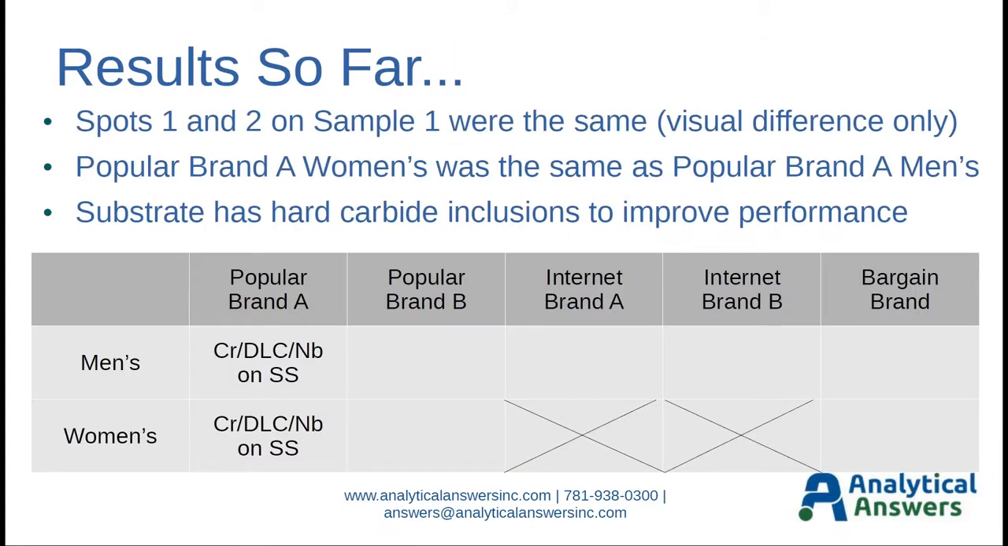So let's just do a quick summary here. Spots 1 and 2 on sample 1 were the same. That was only a visual difference. And so the coating stack up at the very edge and 5 microns back was identical. Popular brand A women's was the same as popular brand A's men's. There was no real difference between the two in terms of makeup. The thicknesses were a little bit different, but not large enough of a difference to think that it was just normal variability. Actually, they were slightly thicker on the women's. And the substrate on both had those hard carbide inclusions, which improved mechanical performance of the blade.